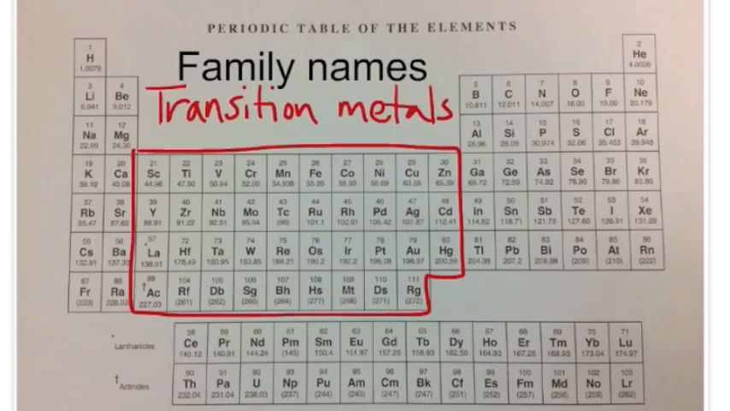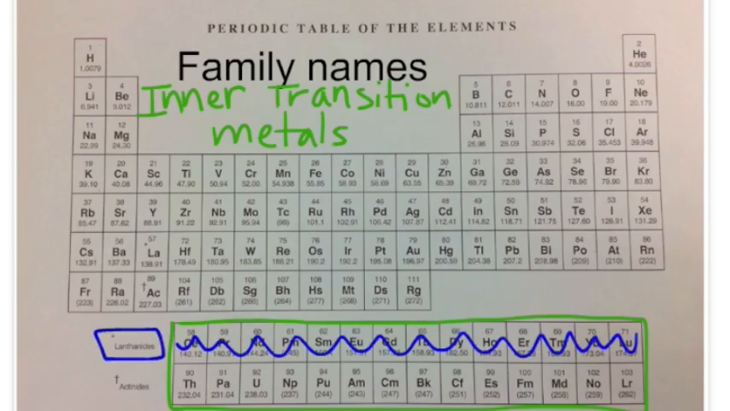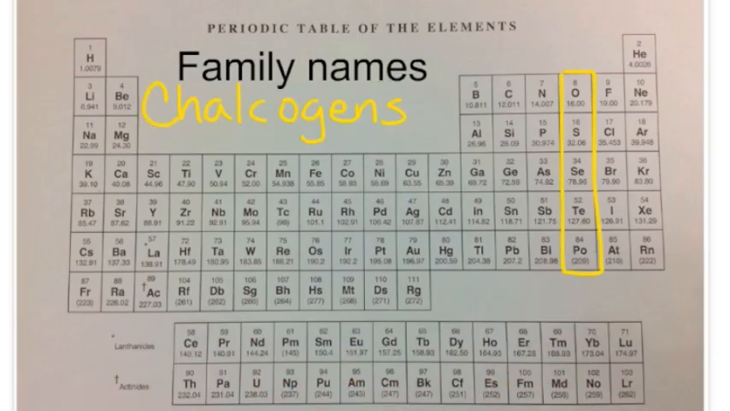The central middle block are known as the transition metals. The 2 bottom rows are known as the inner transition metals. The top part of the inner transition metals, marked in blue, are known as the lanthanide series. The bottom of the inner transition metals, marked in red, are known as the actinide series. And column 6A is also known as the chalcogens, although nowadays they go as the sulfur-oxygen family.